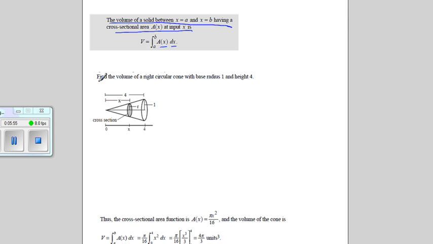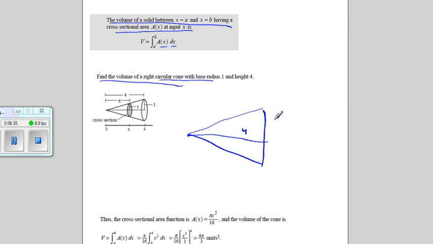Okay, so it says find the volume of a right circular cone with base radius equals 1 and height equals 4. So the idea of this is as follows. Let's think about taking just a triangle that has a distance of 4 and this height of 1.